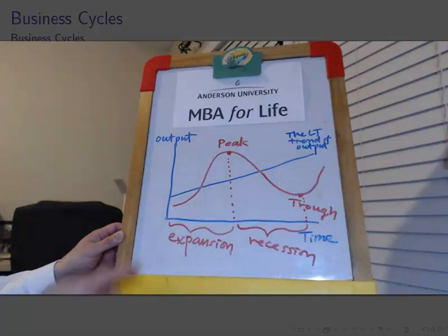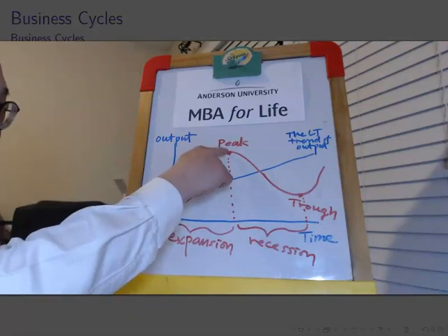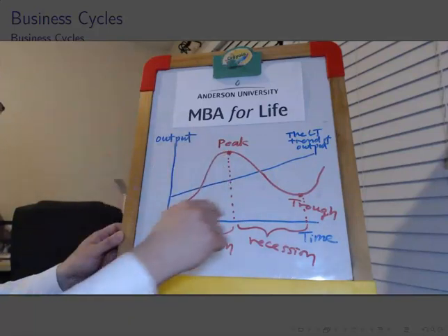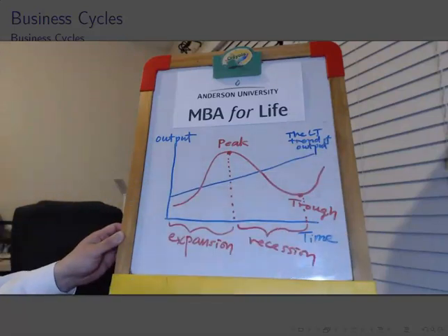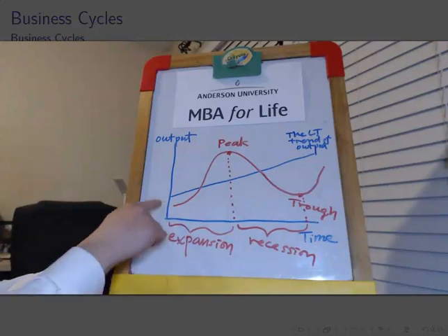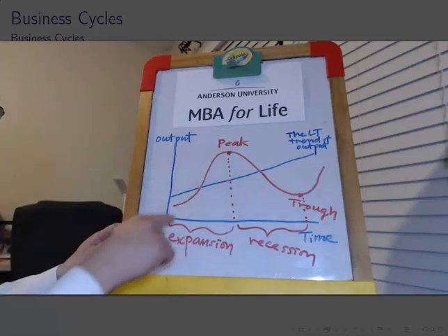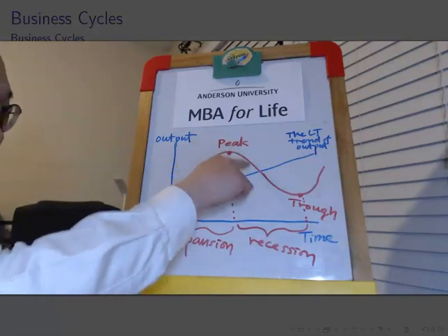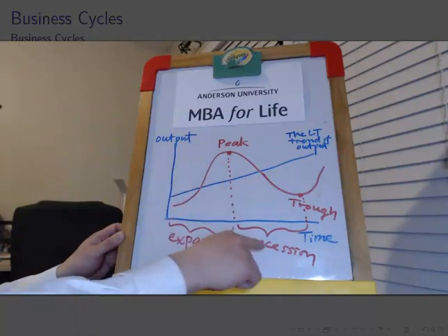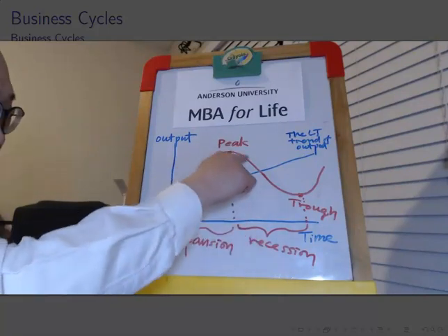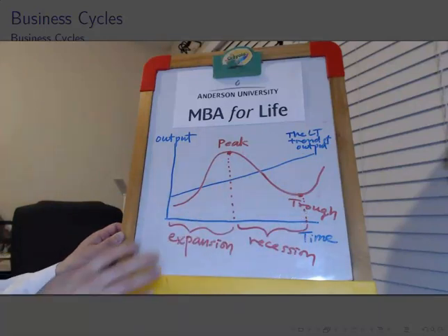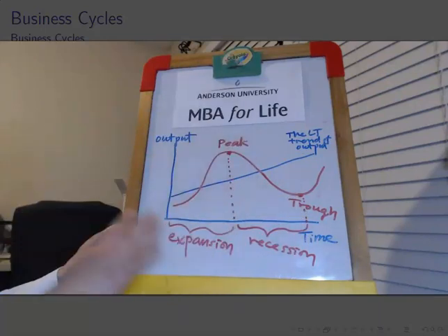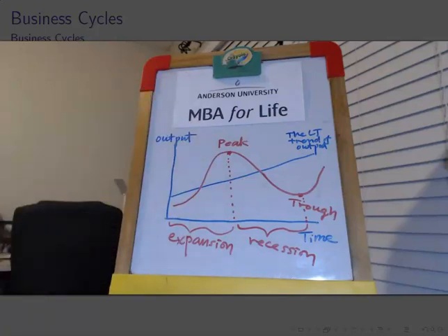As you can see, this peak is the highest level of output, and the trough is the lowest level of output. In an expansion, output rises like this, and after hitting its peak, it goes down again. So during a recession, output goes down, heading to a trough. So this is a brief diagram of the business cycle.